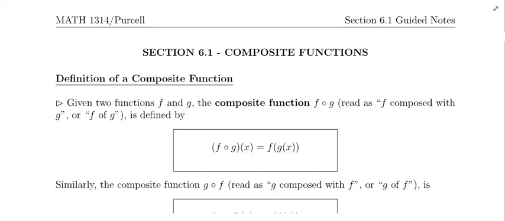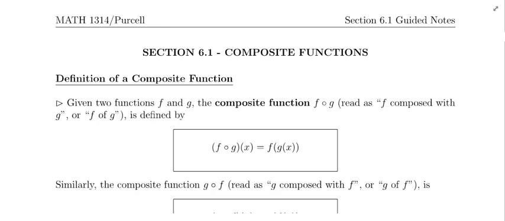Section 6.1, Composite Functions. Back in, I believe it was section 3.1, we learned how to combine two functions f and g by adding them, subtracting them, multiplying them, and dividing them to get a brand new function. There is another way you can combine two functions to produce a new function. We didn't talk about it back then, but we will now, and that is through composing the functions.